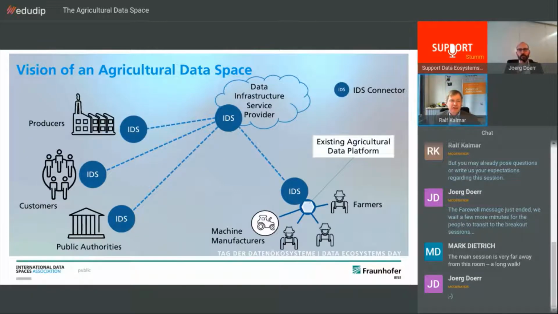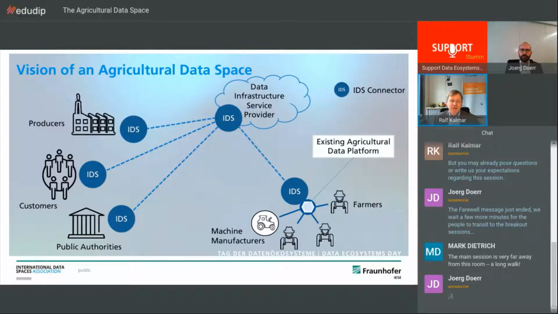So our vision of the agricultural data space has very much in common, of course, with the overall mission of the International Data Spaces, which means that we would like to interconnect the different stakeholders of such an ecosystem by means of standardized interfaces, like this IDS connector, which would be sitting at the edge of all the different platforms maybe, and enable the exchange of data.